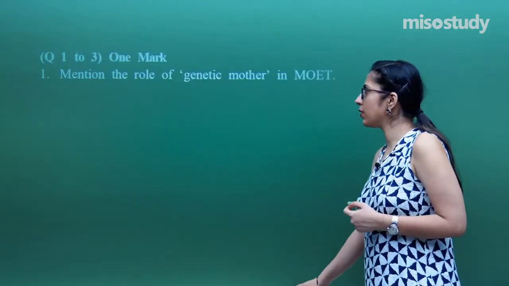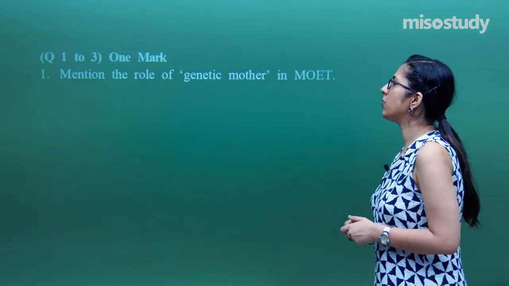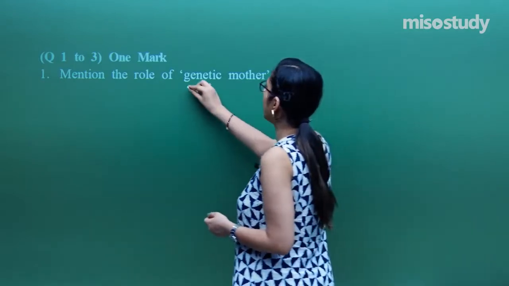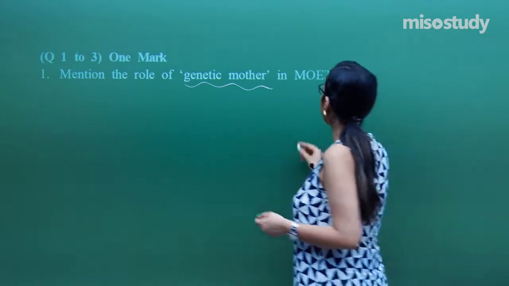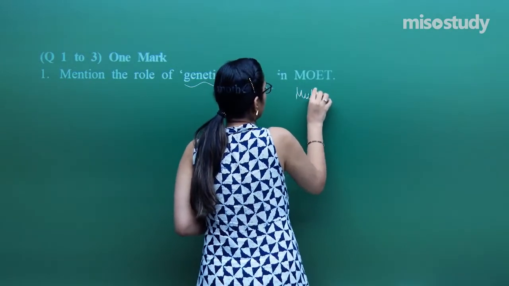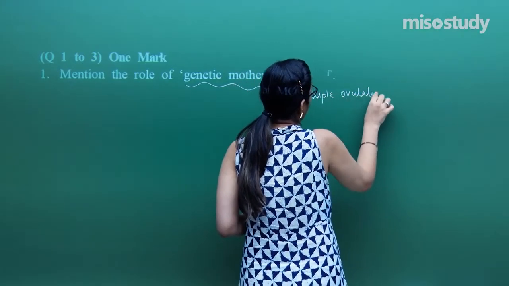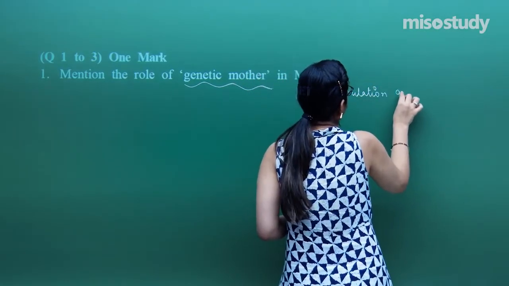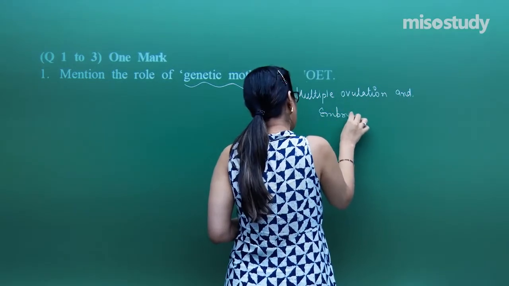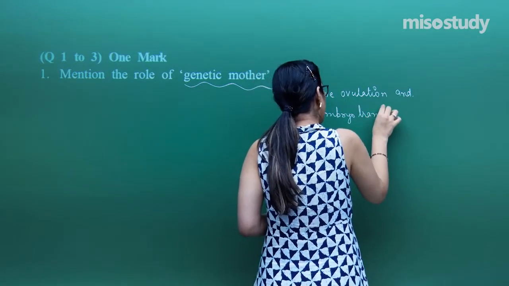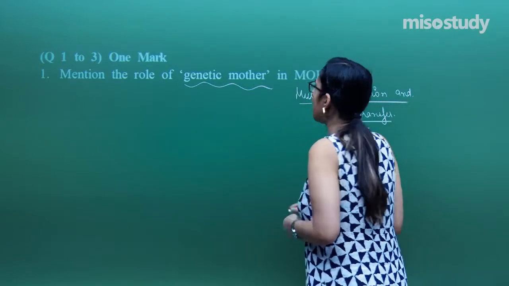So the first 3 questions are 1 mark questions. The first question is: mention the role of a genetic mother in MOET. Now what is MOET? MOET is multiple ovulation and embryo transfer. Right, this is called MOET.